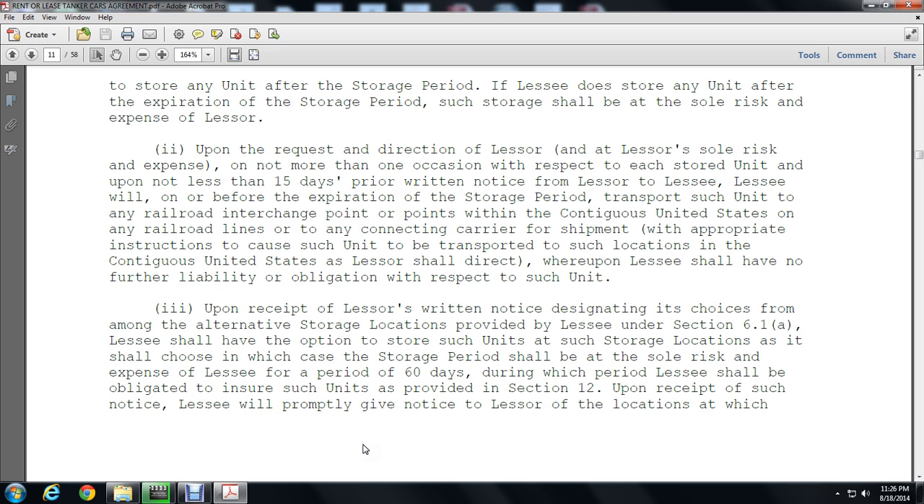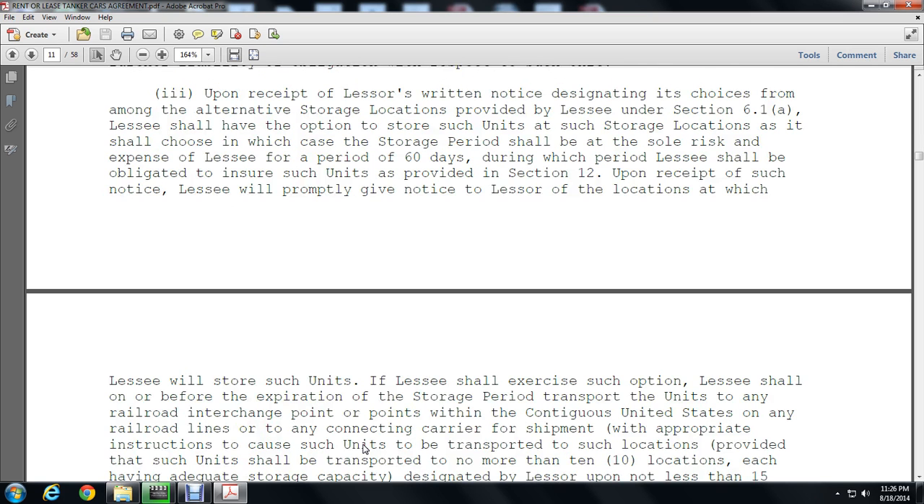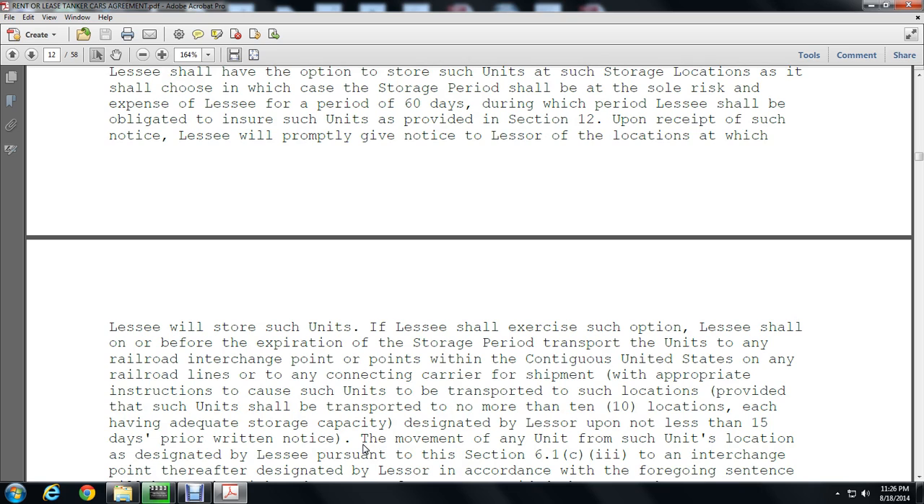Upon receipt of such a notice, the lessor will promptly give notice to the lessee of the locations at which the lessor will store such units. The lessor shall exercise such option. The lessor shall, on or before the expiration of the storage period, transport the units to railroad interchange points in the contiguous United States on any railroad line to any connecting carrier with the shipment and appropriate instructions, such units to be transported to such locations, provided that such units shall be transported to no more than 10 locations, each having adequate storage capacity, designated to the lessee upon not less than 15 days prior written notice.